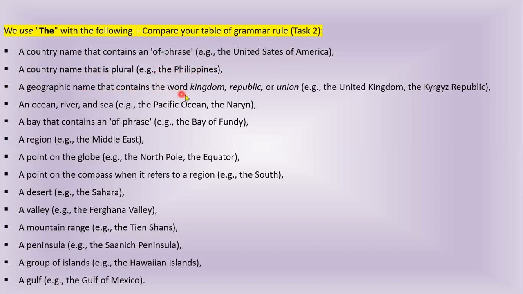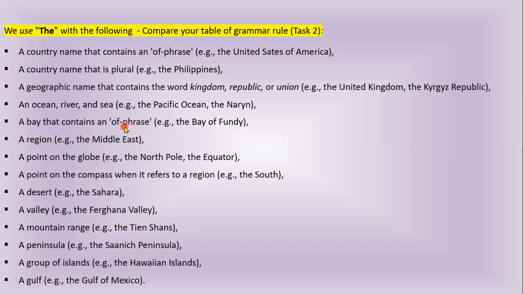And a geographic name that contains kingdom, republic, or union. If there is the word kingdom, republic, or union, we use the article there. The United Kingdom, the Kyrgyz Republic. And an ocean, river, and sea: the Pacific Ocean, the Naryn, it is a river, yeah? Bay, again, when there's an "of" phrase, we always use "the". See, the Bay of Fundy. Because there is "of", we use "the".